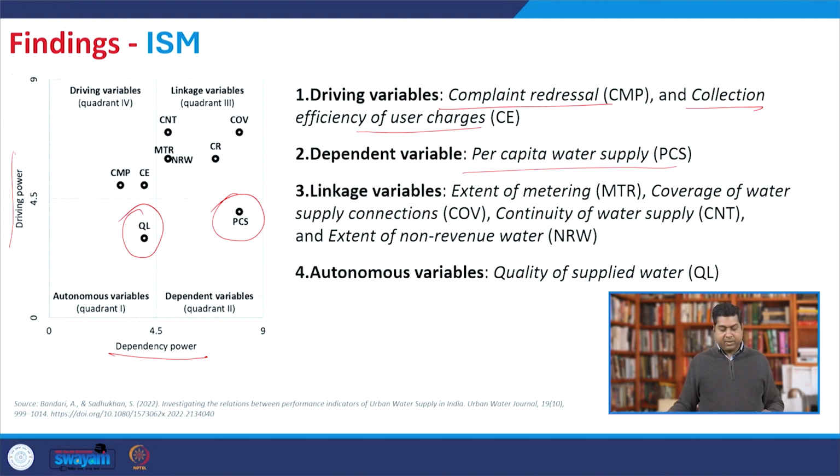Coming to the linkage variables, this is something like extent of metering, coverage of water supply connection, continuity of water supply, and the extent of non-revenue water. These are the variables which are linked with the dependent variables, and autonomous is the quality of supplied water, which is not really affecting each other. This is based on the ISM.